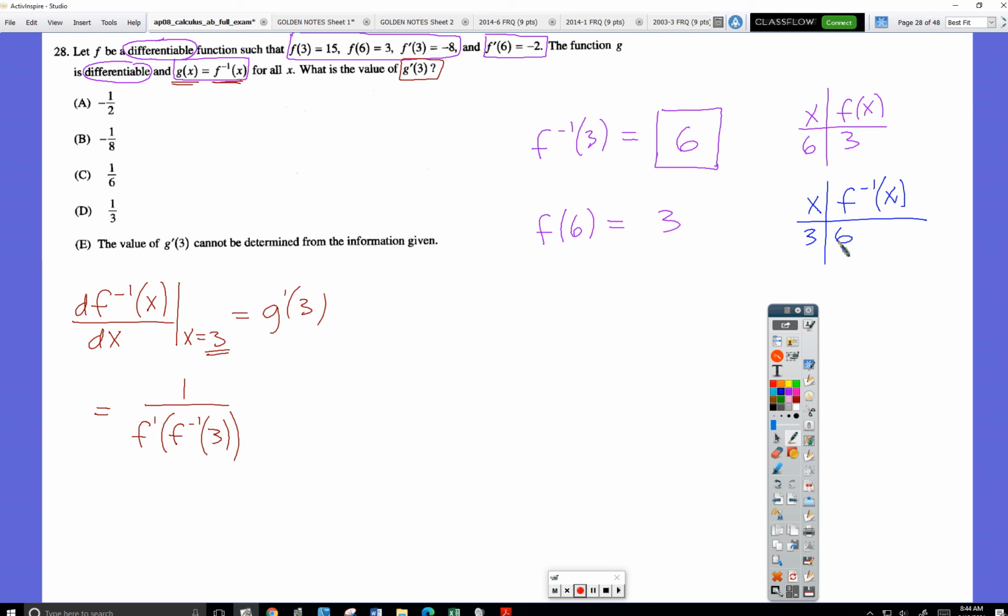Questions? 2 for Maddie, 2 for David. So then David's correct. We come here and we say, okay, got it. So this is the same as 1 all over f prime of 6. And I believe they tell us what f prime of 6 is, yes? -2. So I'm done. Questions?